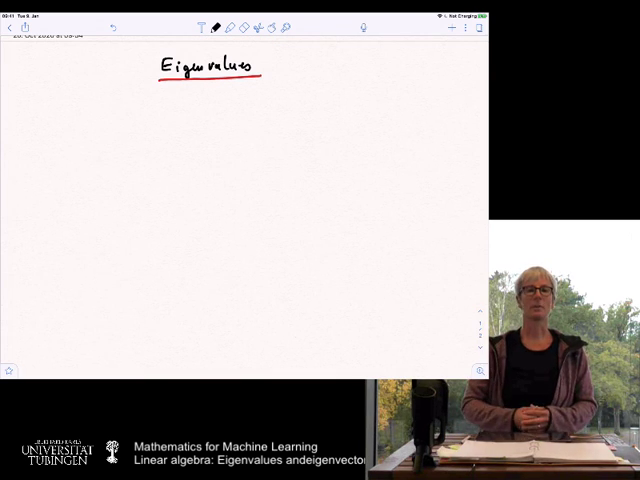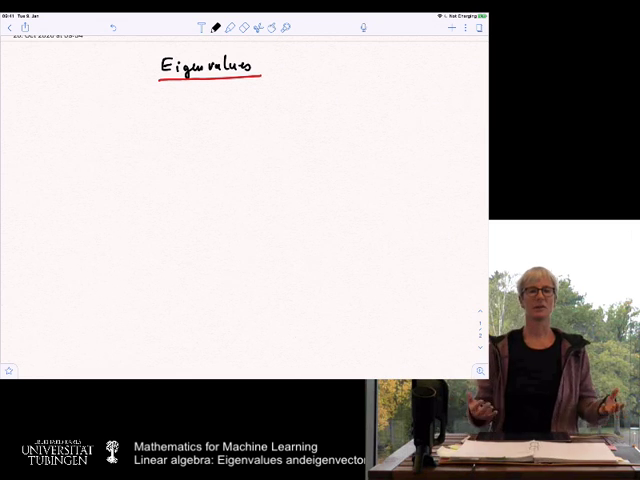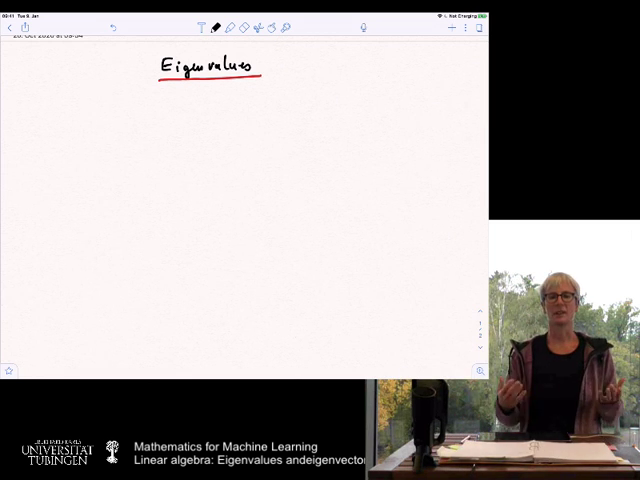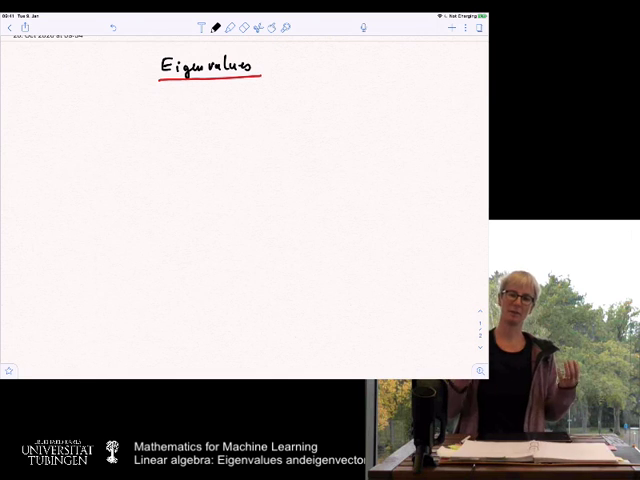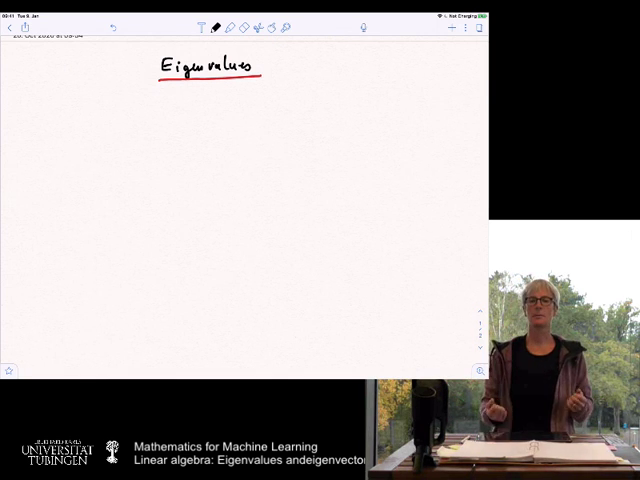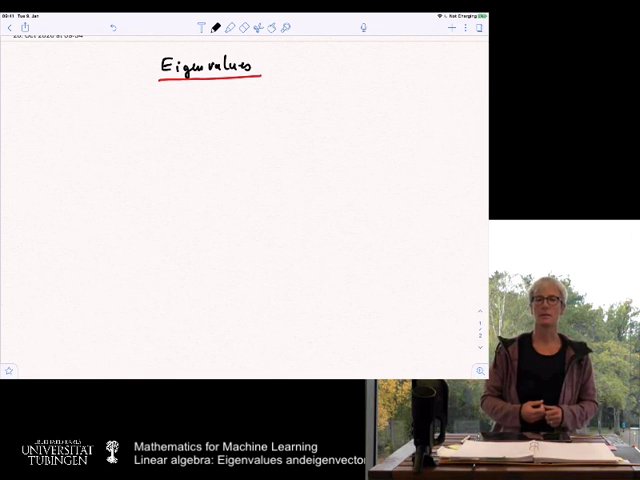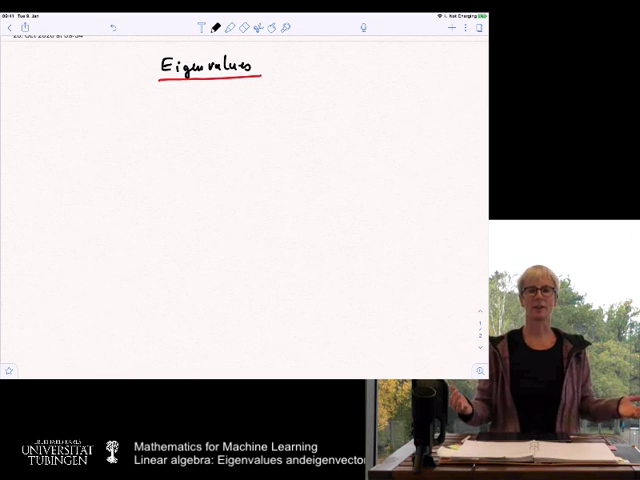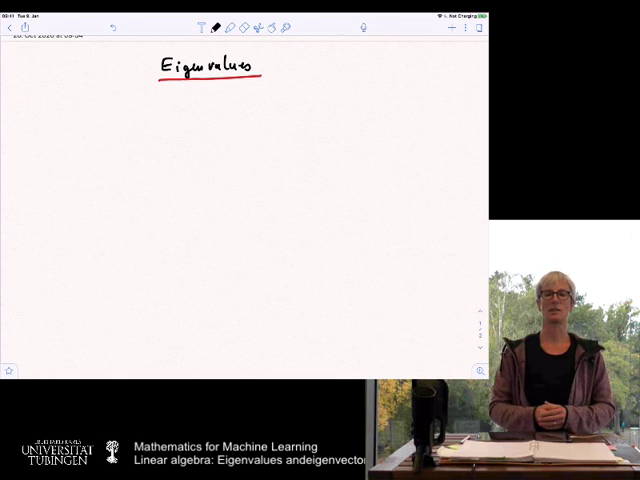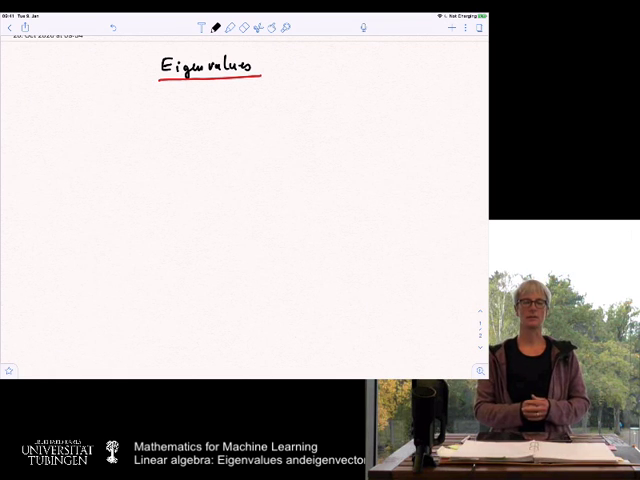Now we want to talk about eigenvalues and eigenvectors. This is really one of the key concepts when it comes to data analysis and also machine learning, because many algorithms use these concepts. Eigenvalues and eigenvectors, if they exist, are a particularly simple way to describe linear operators, and we use them in principal component analysis, singular value decomposition, and in spectral clustering. So there are many applications that really need eigenvalues and eigenvectors.